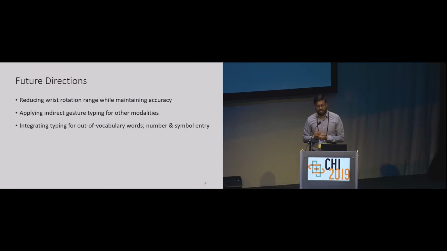And finally, of course, a major challenge is to integrate high-performance typing for out-of-vocabulary words, numbers, and symbols into the ring so that it can be used together with word gesture typing.